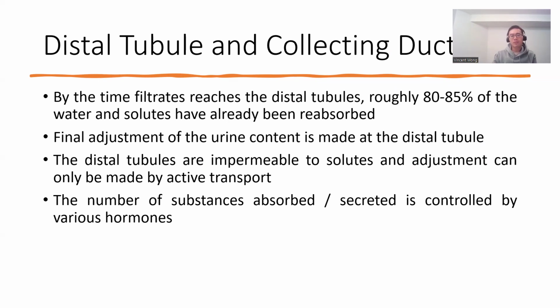Most of the things are not going to be able to pass through on their own. It's impermeable to solute, and the adjustment can only be made through active transport. And these transporters often rely on hormones to help regulate what to take back and what to get rid of. We're going to be learning about 3 of these hormones shortly. But the point is, at the distal tubule and collecting duct, fine adjustment. Final stop.